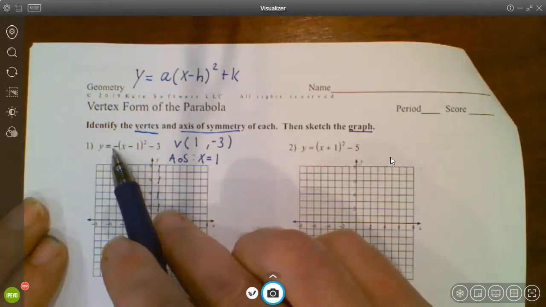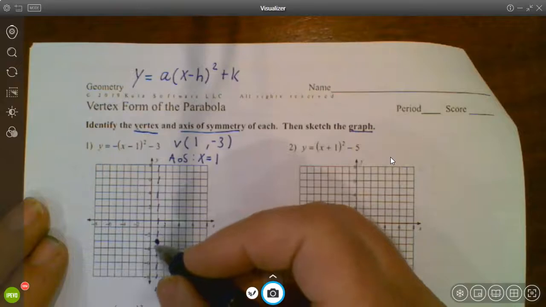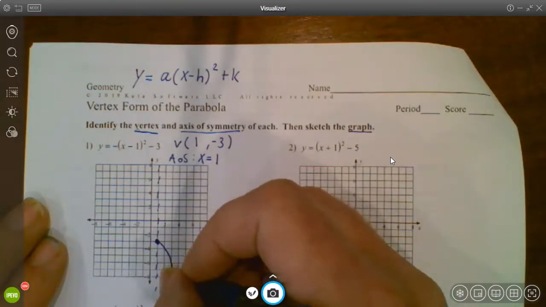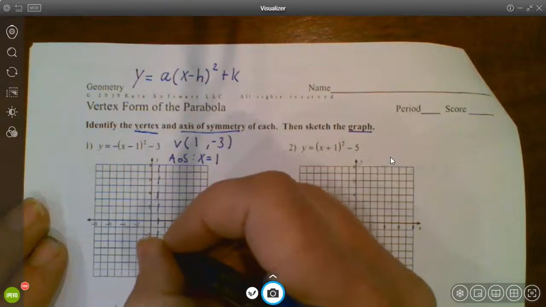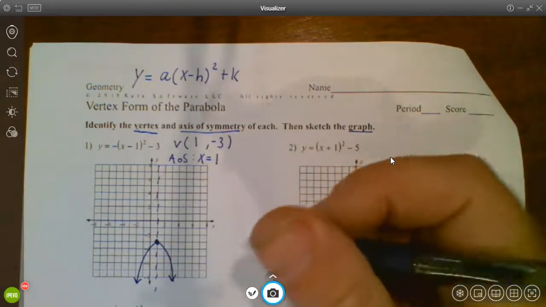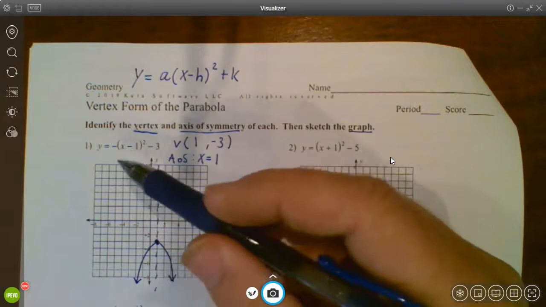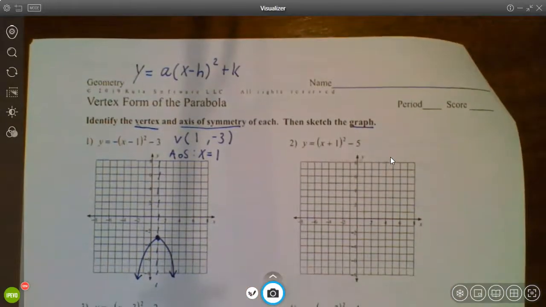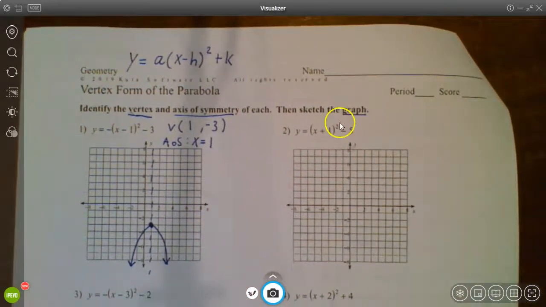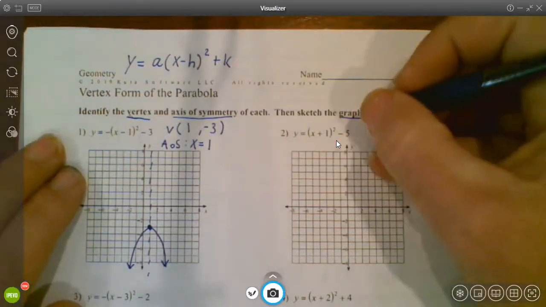Because this is a negative, here's my vertex. I want to go downward from my vertex. And for today, we're just going to keep it as a simple sketch. I'm not actually going to plug in some other numbers here to get other points on the graph. We're just going to limit it to just that information for today. I'm going to do 2 more with you, and then I'll leave you numbers 4, 5, and 6 to do on your own.